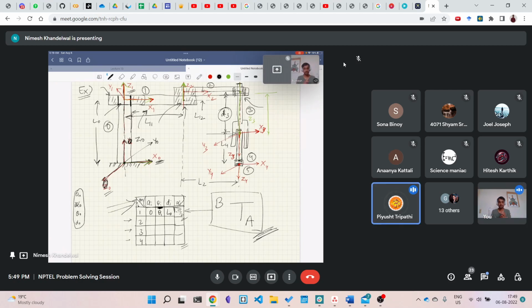Okay, but in that case, the values of theta 1, d1, etc., will change a little bit. No, actually, you can try. See, theta 1 will not change. I think that alpha might change. Not all parameters, but yes, some of the parameters will change. That is for sure.